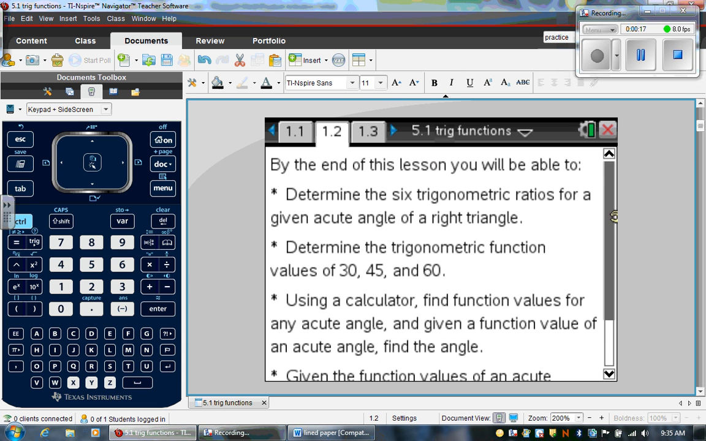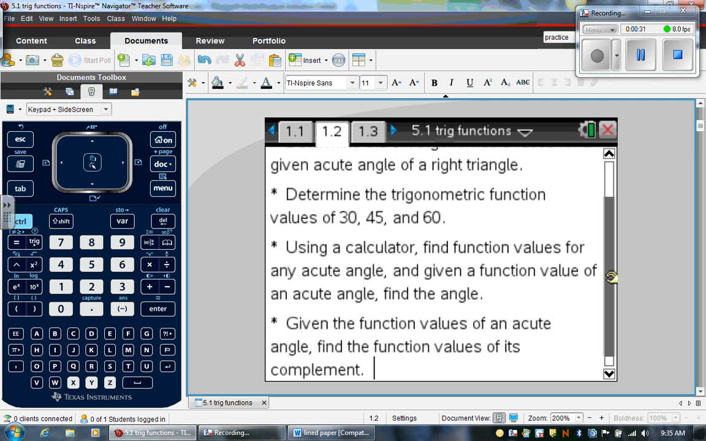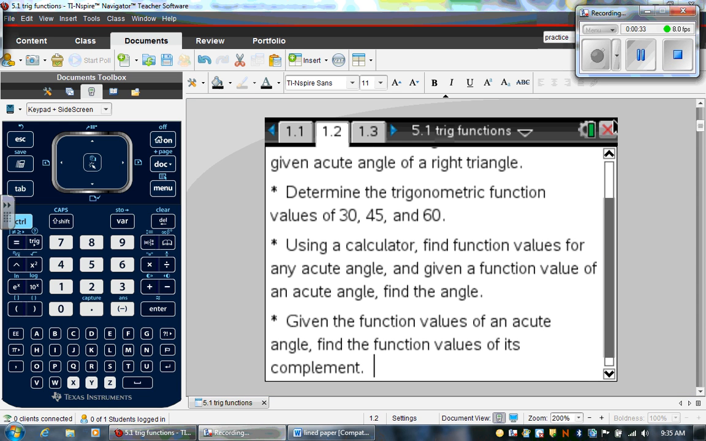By the end of this lesson, you will be able to determine the 6 trig ratios for a given acute angle of a right triangle, determine the trig function values of 30, 45, and 60 degrees. Using a calculator, find function values for any acute angle, and given a function value of an acute angle, find the angle itself. And then given the function values of an acute angle, find the function values of its complement. Those are the goals for the end of this lesson.